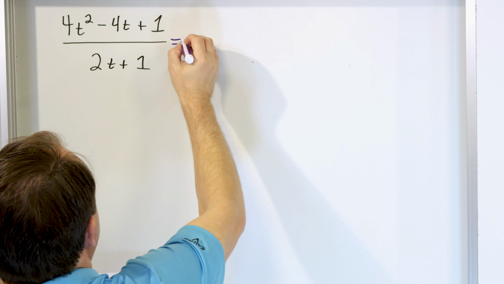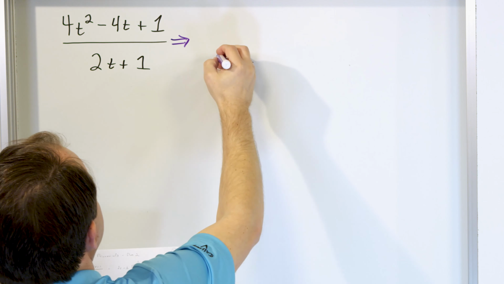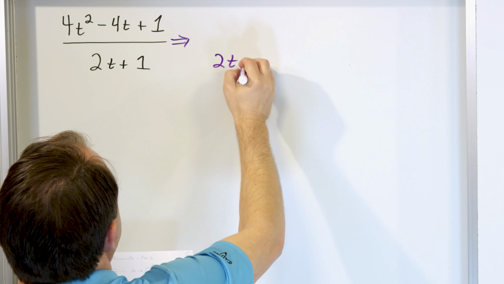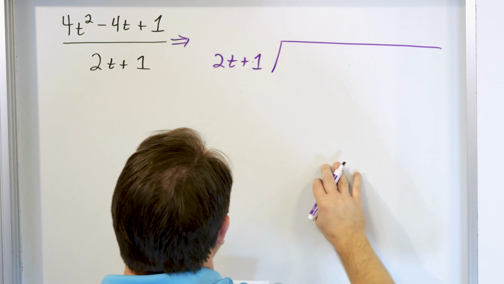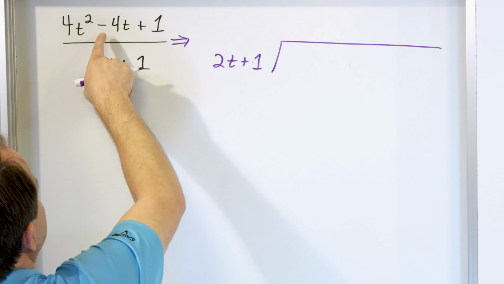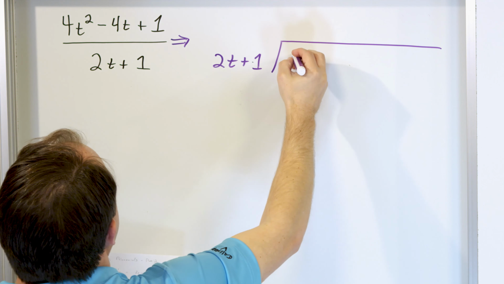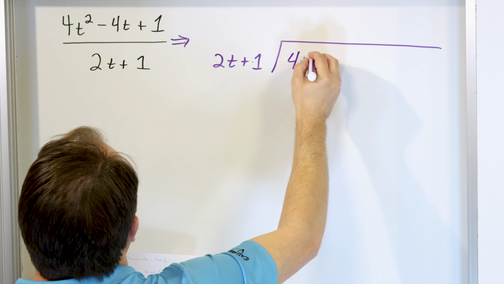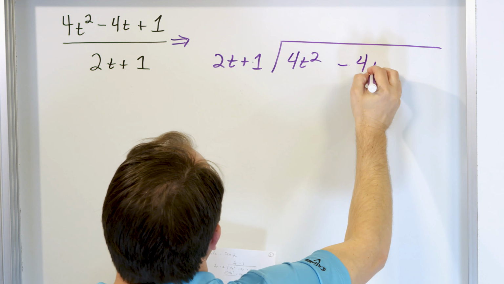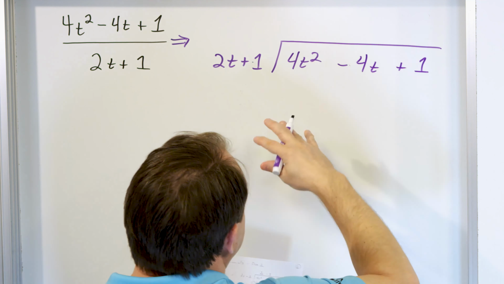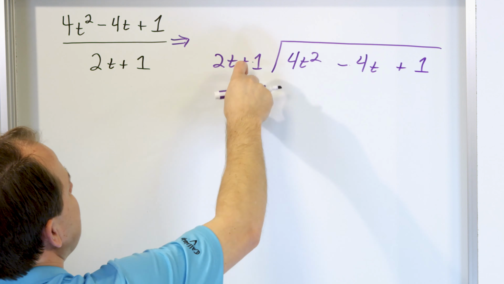So I'll put a little arrow here saying we're kind of converting the problem into the following form. 2t plus 1, this goes on the outside. Then you need to draw a division kind of symbol here, and then this term goes on the inside because this is what we're dividing, essentially. So we have 4t squared. Give yourself some room so you don't crowd things up too much. 4t plus 1.